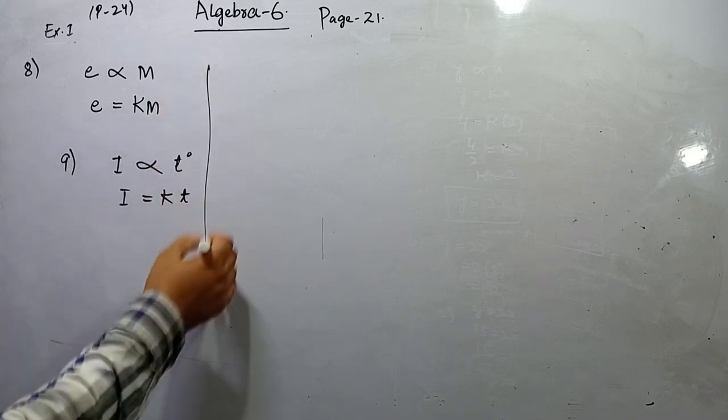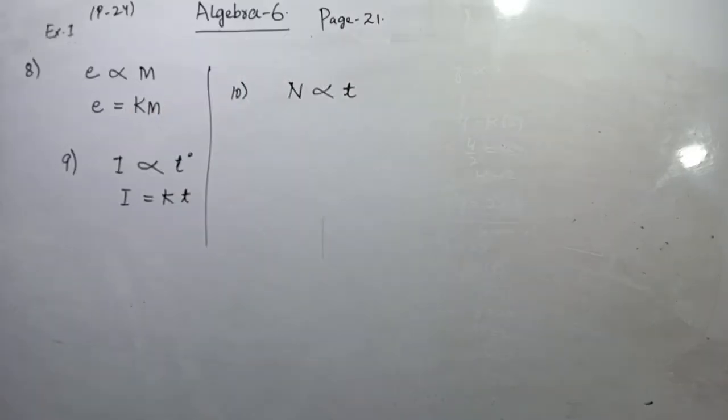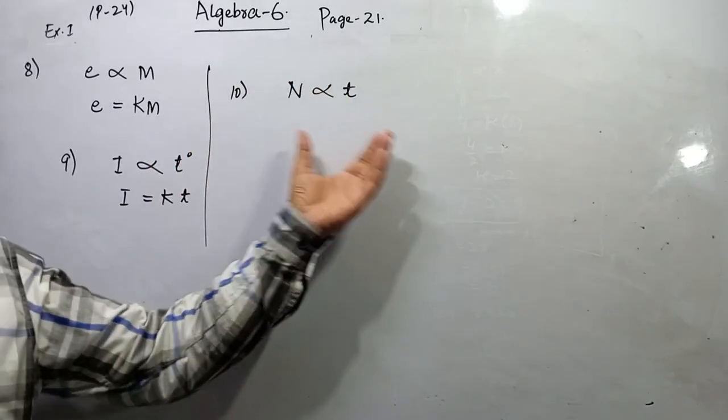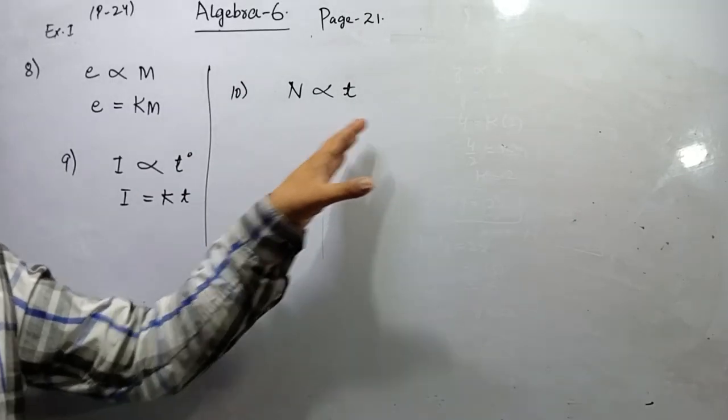Now the 10th one is there. The number of people in a swimming pool N varies with the daily temperature T. So there is N and T. Now you can see 175 people swim when the temperature is 25 degrees Celsius. So we can use common sense here. As the temperature increases, the number of people who will go for swimming will increase. So we can say the number of people is directly proportional to the temperature. That's if temperature increases, number of people will increase. If the number of people is increasing, we can say the temperature is also increasing.